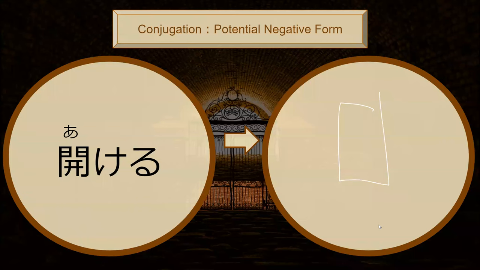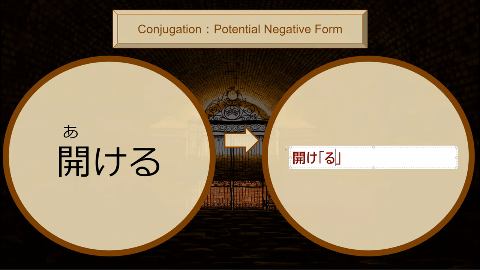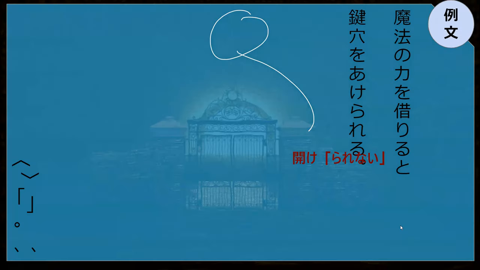What is the potential negative form of akeru? Potential negative. It's not passive. This is a ru verb, though, so it's the same formation. Akerareru? Right. Akerarenai, correct. Potential and passive form are virtually identical with ru verbs. So, akerarenai. Theoretically, this could be was not opened, but it is potential form in the form we see it. Cannot open.